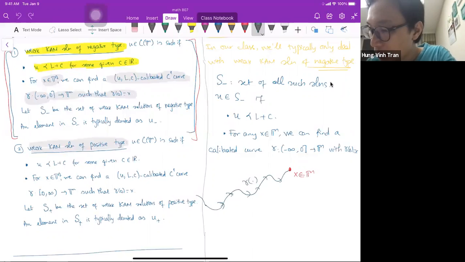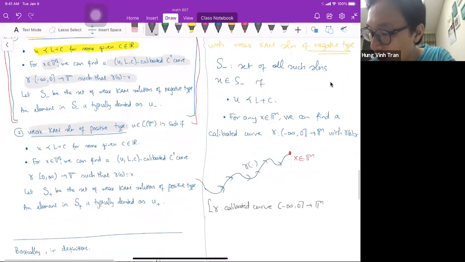In the literature, in Weak KAM theory, Fathi names this gamma a calibrated curve, or maybe not only Fathi, some others as well. A curve going from minus infinity to 0, to the torus. In PDE language, we name it a backward characteristic.